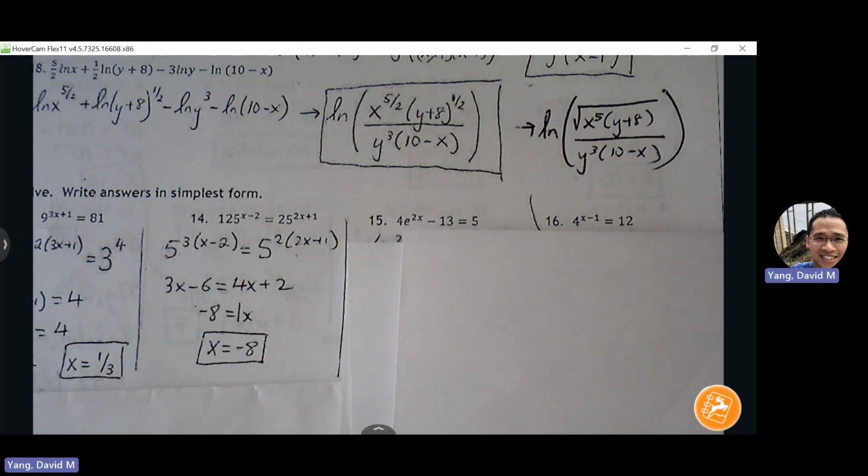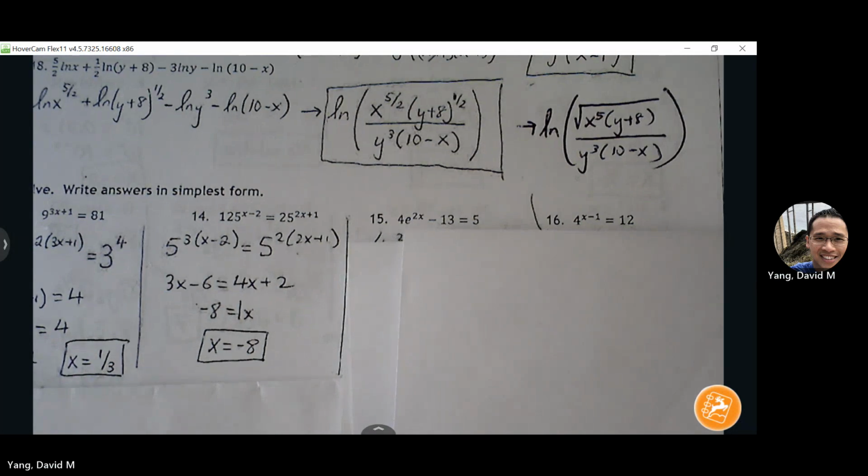For 16, we have no choice but to take the log of both sides. So we take natural log or log base 10. I'm just going to use log base 10 on both sides, but you can do natural log and you get the same answer.